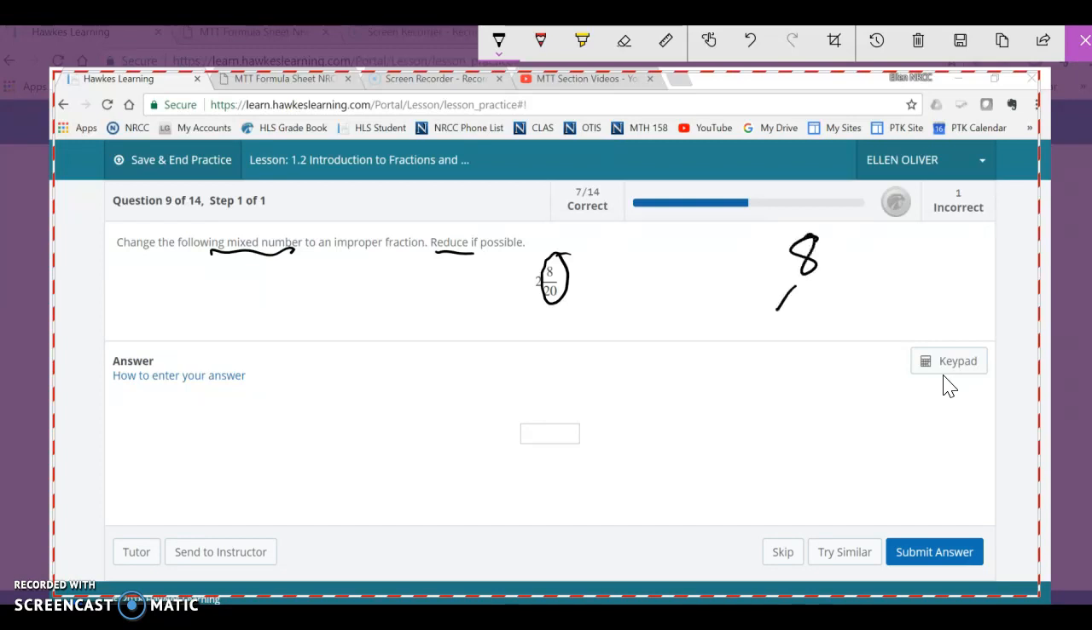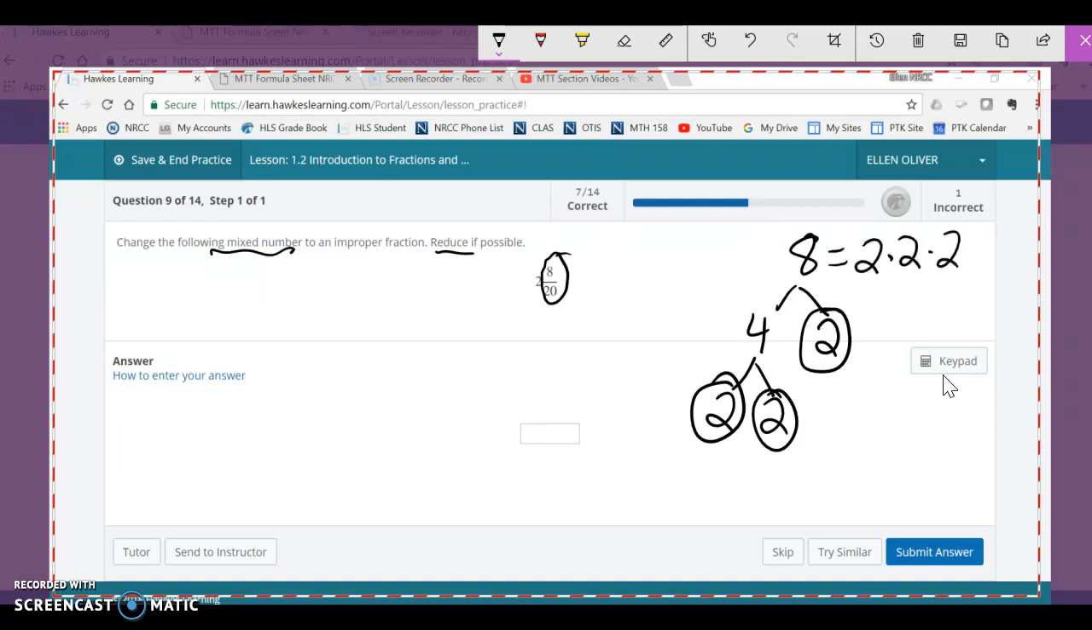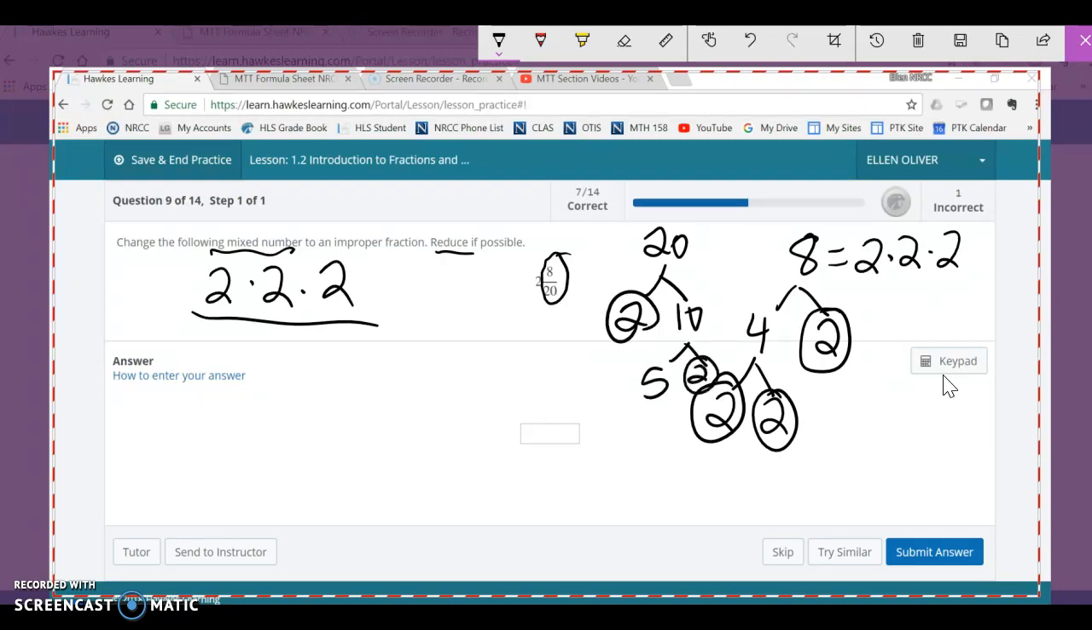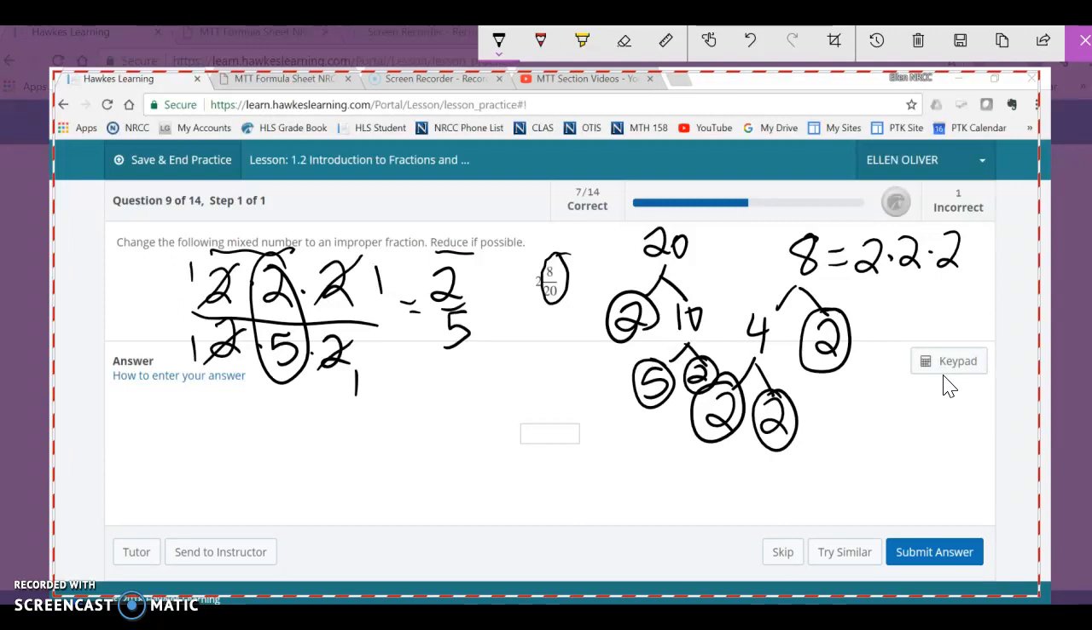So let's write 8. The prime factorization of 8 is, and once you start doing a lot of prime factorizations, you're going to start remembering that 8 is 3 2s multiplied by each other, not 3 times 2. All right, so I'm going to rewrite my 8 as 2 times 2 times 2. And my 20 is 2 times 10, 5 times 2. Sorry, this is messy. So there's 2 times 5 times 2. So I can cancel 1 pair of 2s and a second pair of 2s. And I am just left with 2 over 5. So 8 over 20 reduces to 2 over 5.